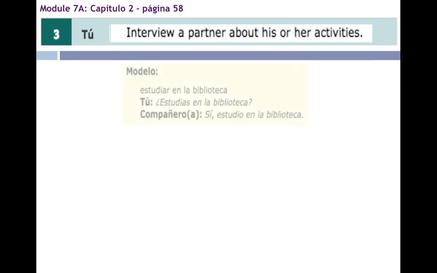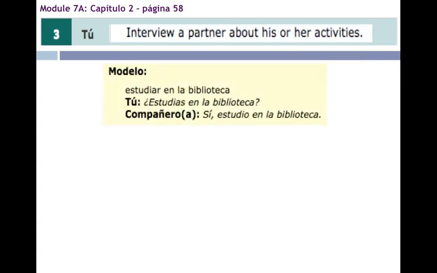So let's do un poco de práctica. You're going to pretend that you're interviewing a partner. I'm going to be the one interviewing you, actually. So I'll ask the question. Mira el modelo. You will see a verb infinitive with some extra information. Por ejemplo, estudiar en la biblioteca. And I'm going to ask you, ¿estudias en la biblioteca? I'm going to put that in the tú form, asking you the question, and you're going to answer if you do or if you don't.